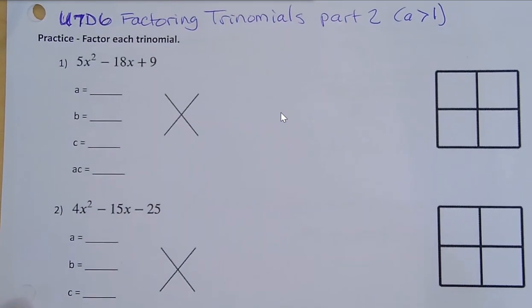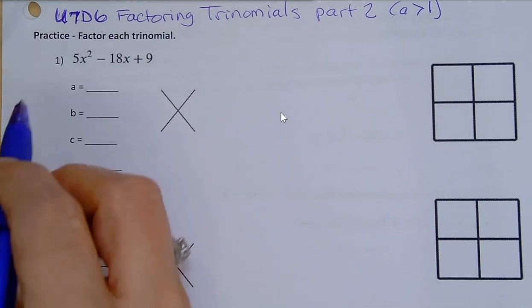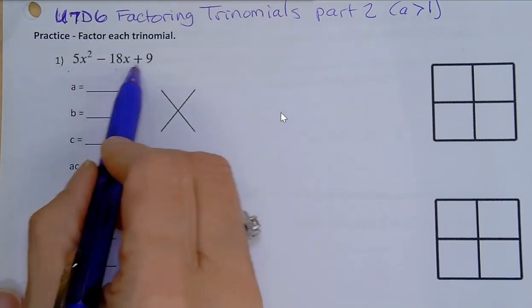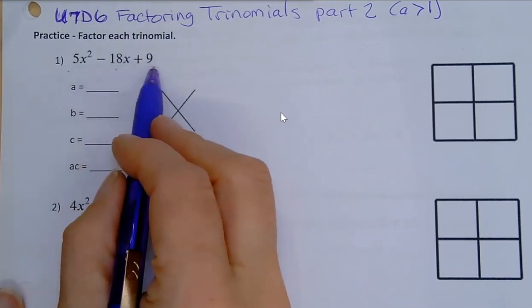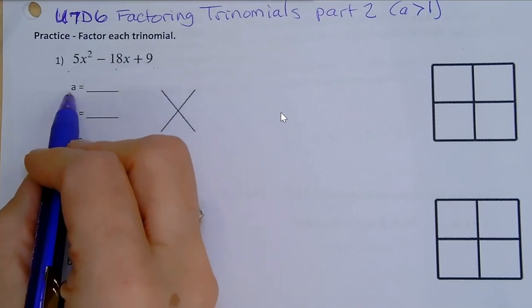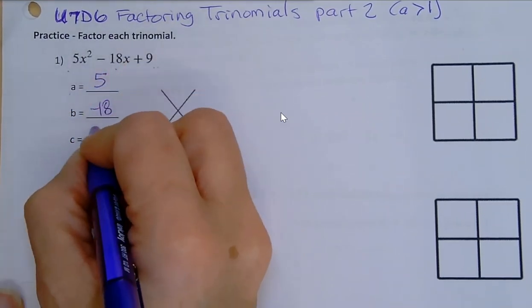You want to try these first and you can check your work on the key, but if you want to see step by step, you can come back and watch these videos. So I'm going to look at 5x squared minus 18x plus 9. I always want to check if there's a common factor I can pull out, and there's not in this case. A is 5, B is negative 18, and C is 9.